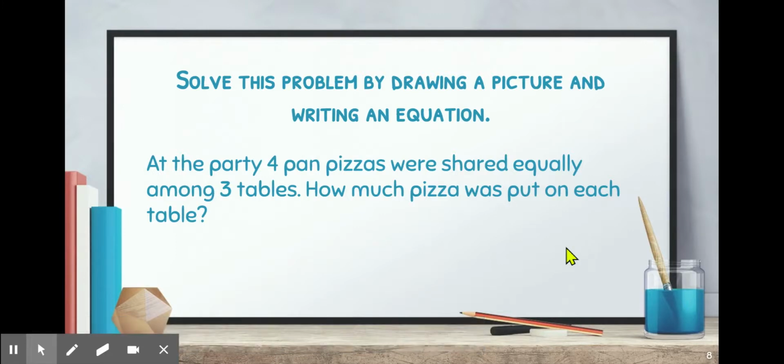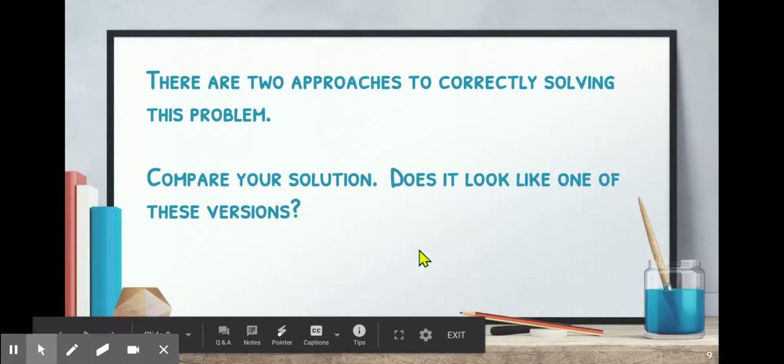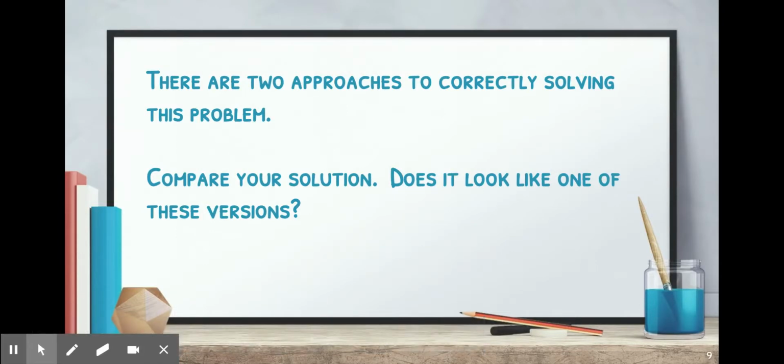Solve this problem by drawing a picture and writing an equation. At the party, 4 pan pizzas were shared equally among 3 tables. How much pizza was put on each table? Pause and draw your picture. Then solve. There are 2 approaches to correctly solving this problem. Compare your solution to these. Does it look like one of these versions?